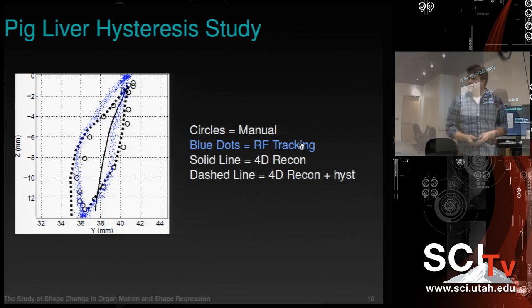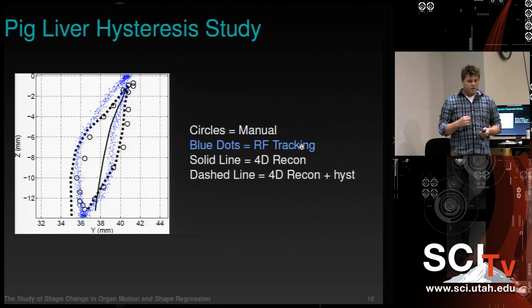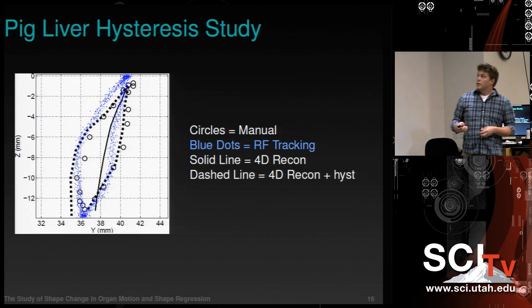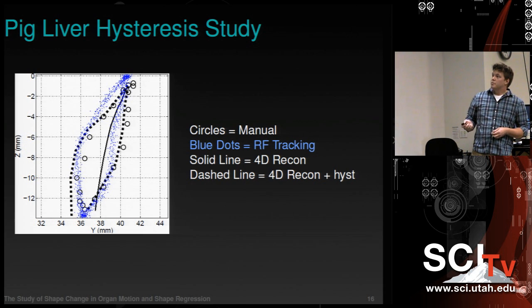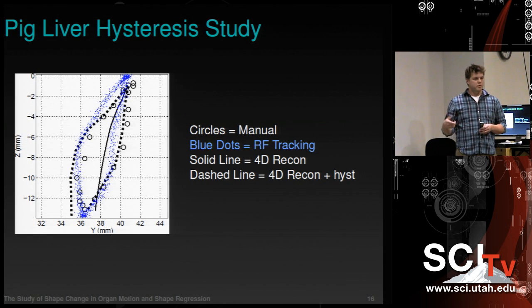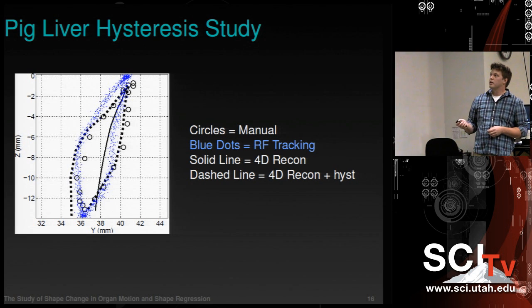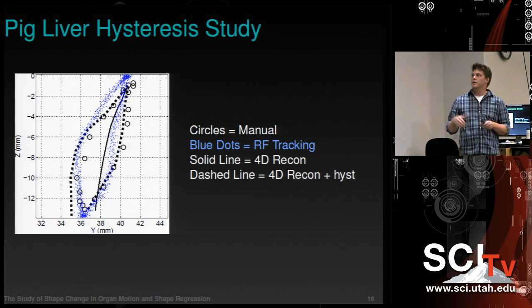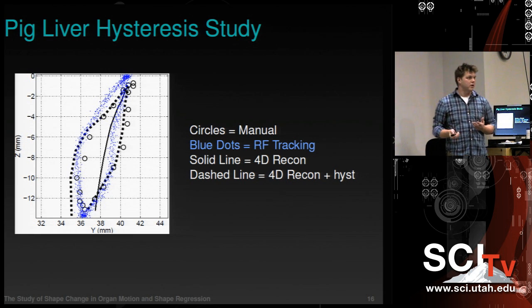So what I'm showing here is we implanted an RF tracking device, ran the phantom, and tracked the motion. The result of that is the blue dots. So that's what we're going to use as our ground truth. We kept it running and ran it through a CT scan, and then manually on a 20-phase bin data set, manually demarcated the position of that tracker. And so you see that the circles match really well to the blue dots.